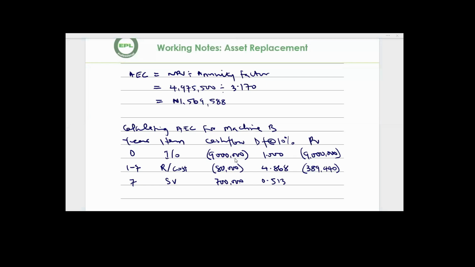700,000 multiplied by 0.513 equals 359,100. So finally, you get your NPV of cost for machine B: minus 9,389,440 plus 359,100 equals 9,030,340. So that's the PV of cost for machine B.